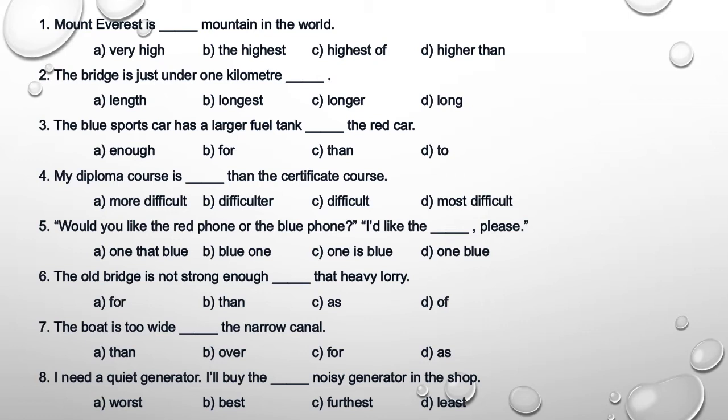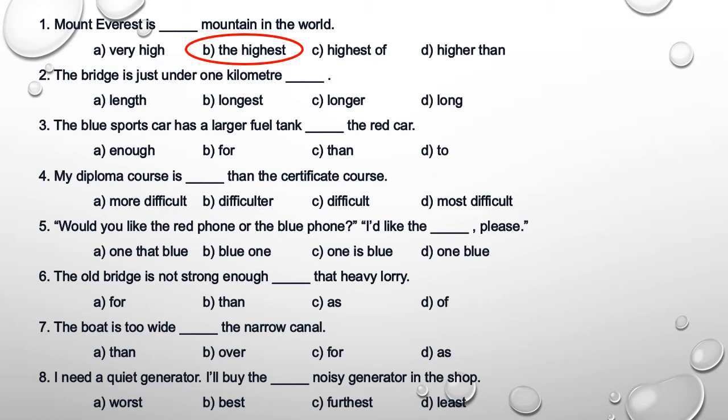Exactly. Here we need a superlative because we have a group of things. So we say the highest. Number 2, the bridge is just under 1 kilometer.